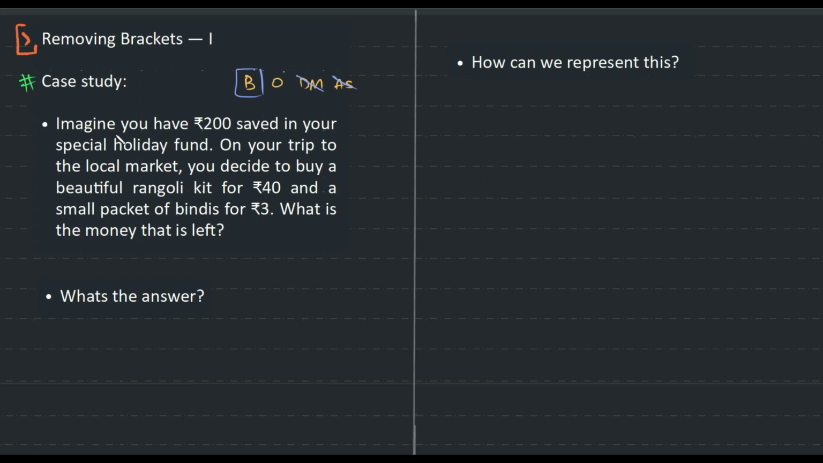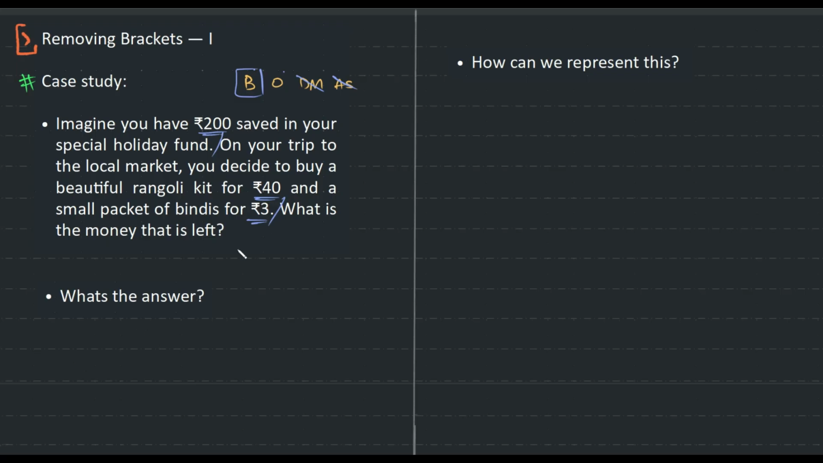Let's start off with this question. Imagine you have 200 rupees saved in your special holiday fund. On your trip to a local market, you decided to buy a beautiful Rangoli kit for 40 and a small packet of bindis for 3 rupees. What is the money that is left? Okay, what is the answer? Can you guys think of it?